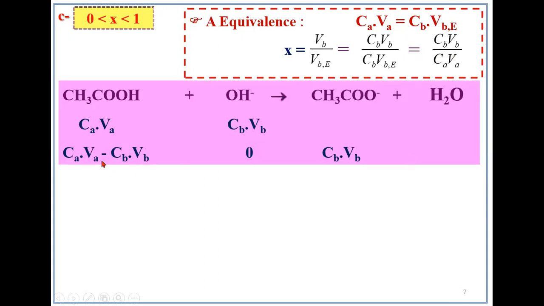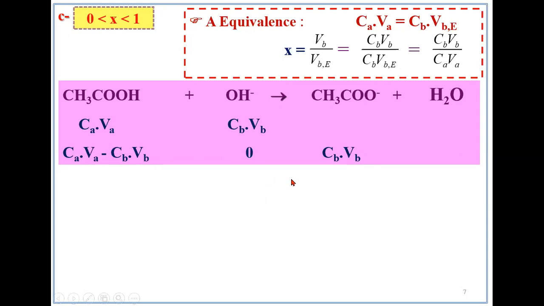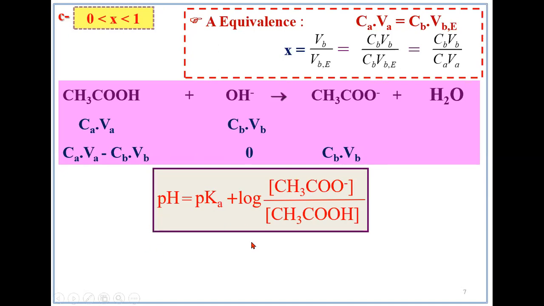Okay. Overall, remember, I have the same equation, CA VA for the acid, CB VB for the base. What region am I in? Before equivalence. So my base is going to run out. So that's going to be 0. This is going to be CAVA minus CBVB. And the concentration of A minus is CBVB. What do you have? Yes, you have a mixture of acid and its conjugate base. And so we use Henderson. Remember, buffer region.